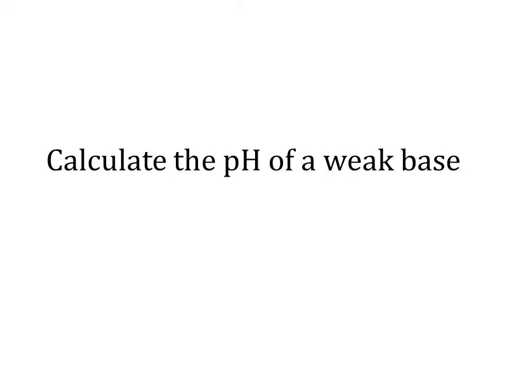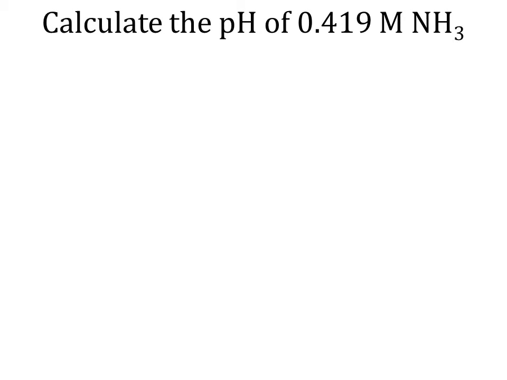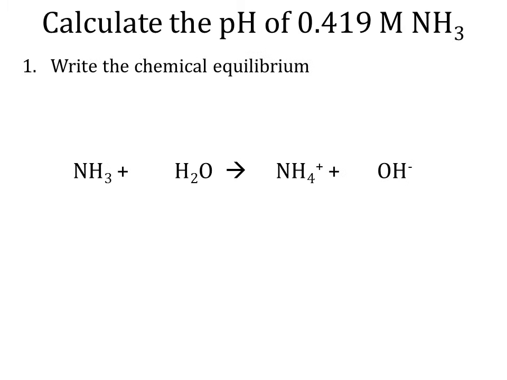The next problem is to calculate the pH of a weak base. Specifically, calculate the pH of 0.419 molar ammonia. Our first step, again, is to write the chemical equilibrium. Here, NH3, when it comes into contact with water, dissociates into NH4+ and OH-. The OH- indicates that this is a weak base.